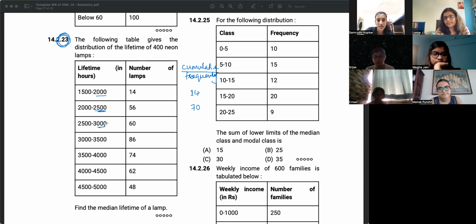Similarly, below 3000 कितने lamps हैं total? 130. हाँ, 70 plus 60. Basically 14 plus 56 plus 60, पूरा मिला के. Okay. So next value क्या आएगा cumulative frequency में? We'll add 86. 216. Lamps less than 3500 hours, नंबर कितना है? 156. Okay, next 4000.